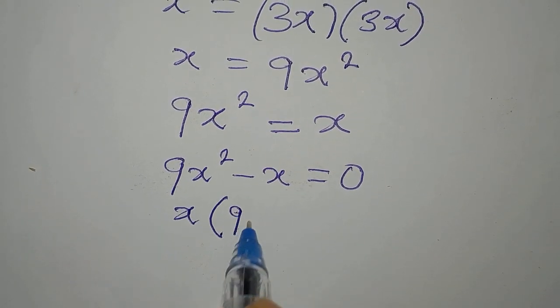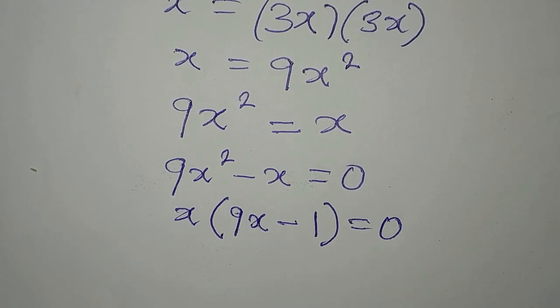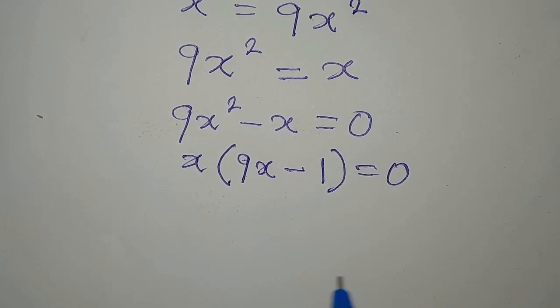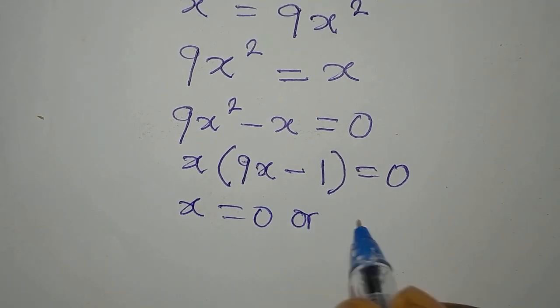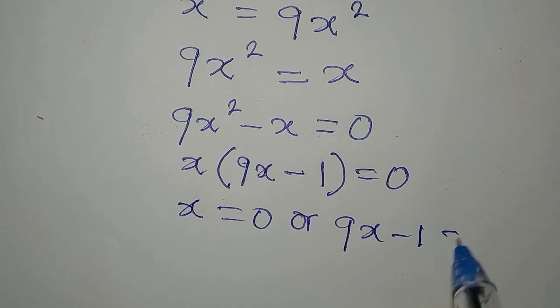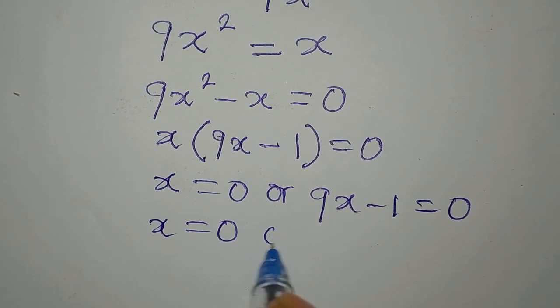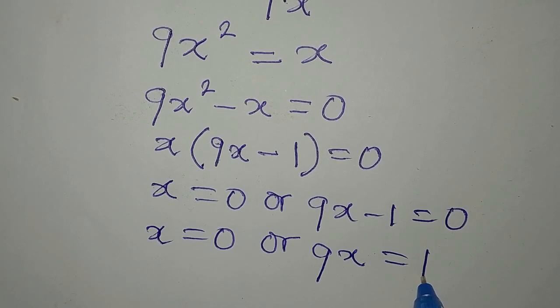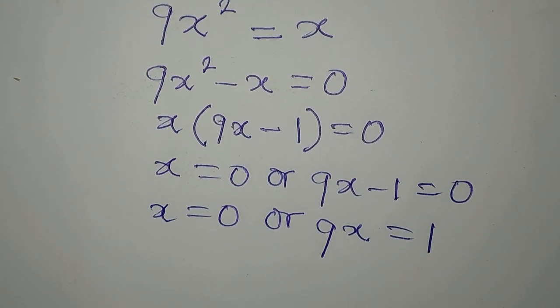So here I'm going to have x times 9x minus 1, and everything is equal to 0. Since we are multiplying these two terms to get 0, either of them must be equal to 0. So I'm going to say that x equals 0, or 9x minus 1 equals 0. X here remains 0, or on this side 9x equals 1, because minus 1 becomes positive 1 on the right.